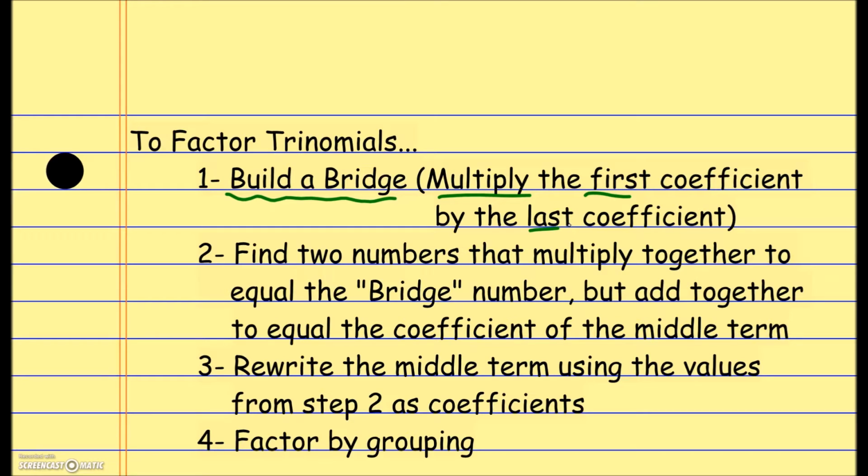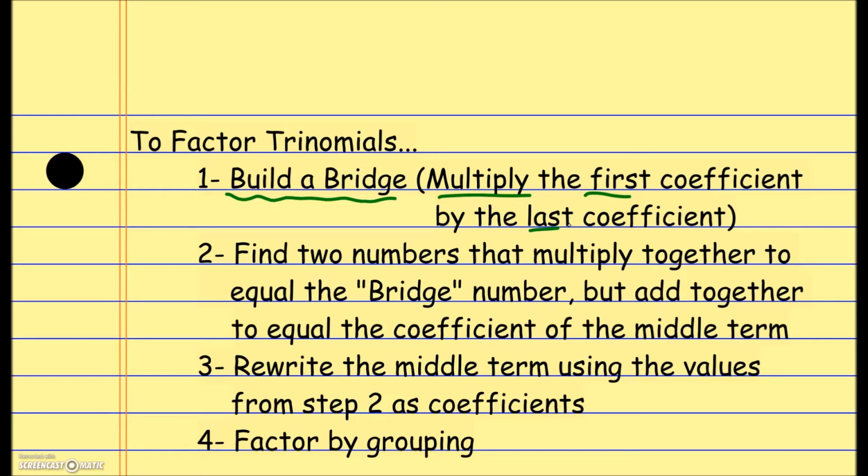And really, in these 2 steps, we're getting all 3 terms involved. We do first coefficient times last coefficient, which gives us the bridge. So we need 2 numbers that multiply together to give us that, but add together to give us the middle coefficient. So now we're using all 3, all right? After we come up with those 2 magic numbers that multiply to the bridge but add to the middle coefficient, we're going to rewrite the middle term using those values as coefficients, okay?